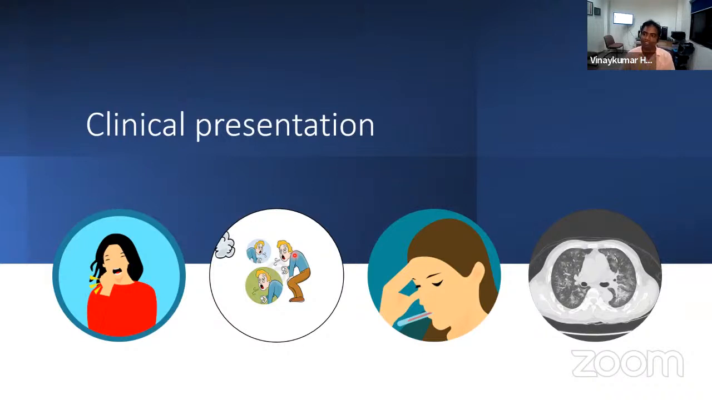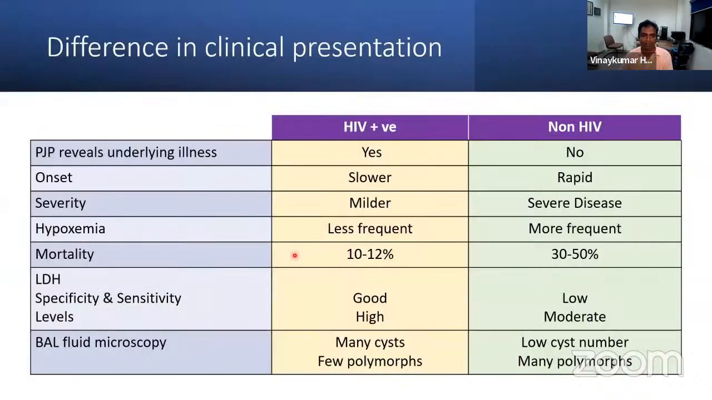I am not a radiologist, I am not an ID physician, so I will not get into the details of this. But having said that, I told you there are two sets of patients, one HIV positive and the other non-HIV patients. So both of them can develop pneumocystis pneumonia. So is there a difference in presentation? Yes, there is a difference in presentation.